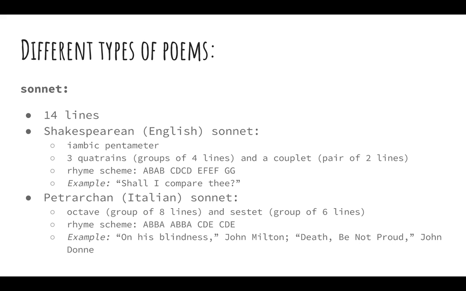Although it is called an Italian sonnet and it was started by Petrarch, these examples are both from English authors. So it's not that one type of sonnet is exclusively relegated to a certain nationality or another. It's just more about where it started. John Milton and John Donne, both famous English poets. So we have John Milton's On His Blindness and John Donne's Death Be Not Proud.